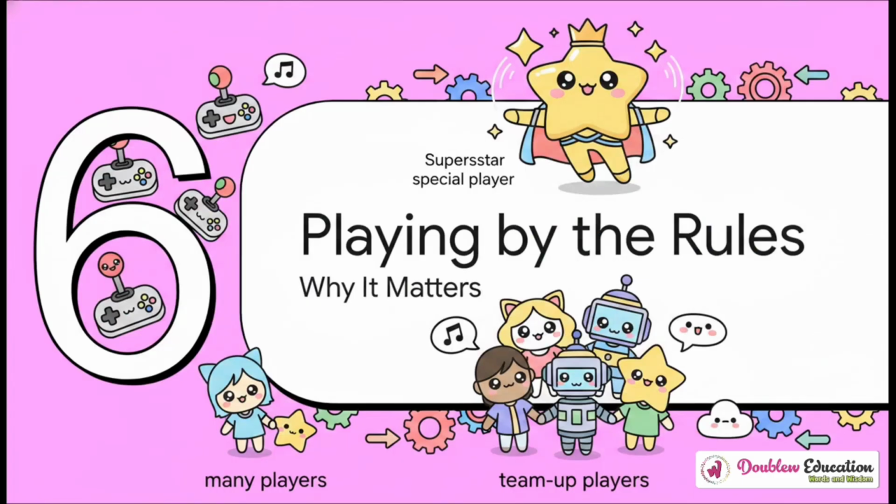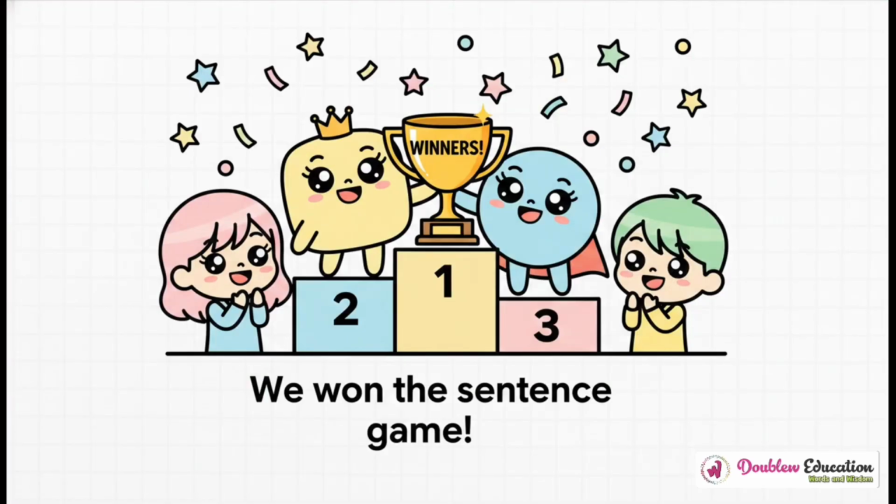Phew! So, we've learned the rules for one player, for lots of players, for team-up players, and even for our superstar players, I and you. So let's talk about why following these rules is so important. When our player and our action work together and agree, our sentences are just perfect. They make total sense. They're easy for us to say, easy for our friends to read, and easy for everyone to understand. And that, my friends, is how you win the sentence game.